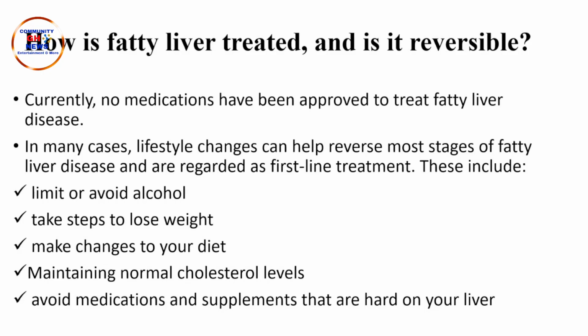So you have to limit or avoid alcohol. If you're a habitual drinker, you drink a lot of alcohol, let's say more than 15 bottles a week or even less, you have to limit it or avoid it. Maybe if you drink every day, you can make it once a week, because sometimes stopping is very difficult. Also, you need to take steps to lose weight.